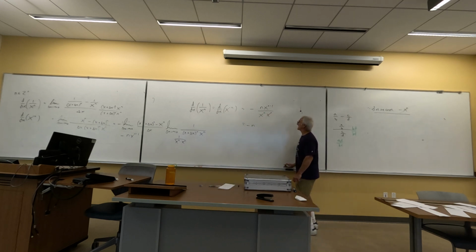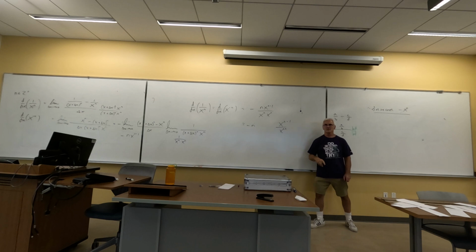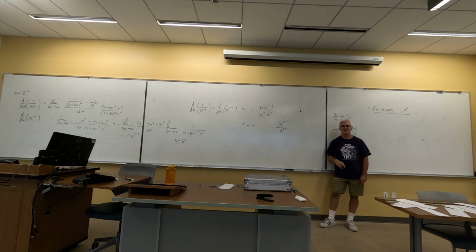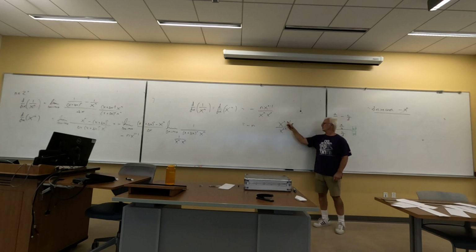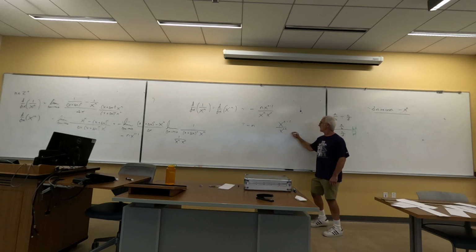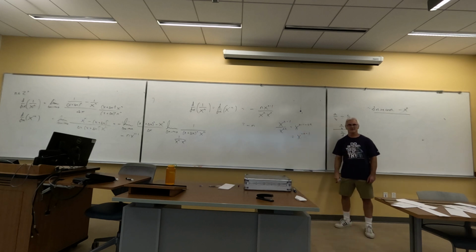Okay. Pull the negative n out. I have x to the n minus 1. Can I write that as x to the 2n? Would that be easier if I wrote it like that? Rules of exponents? What's the rule here? What do I do with these exponents? Subtract them. So shouldn't this be x to the n minus 1 minus 2n? That's kind of ugly, isn't it? And what's that? That's x to the negative n minus 1.